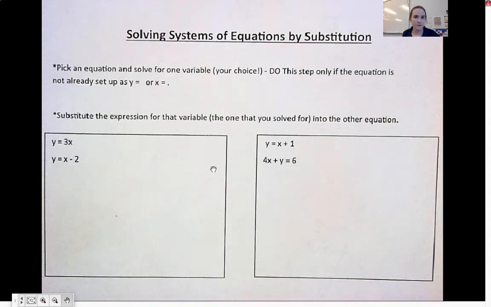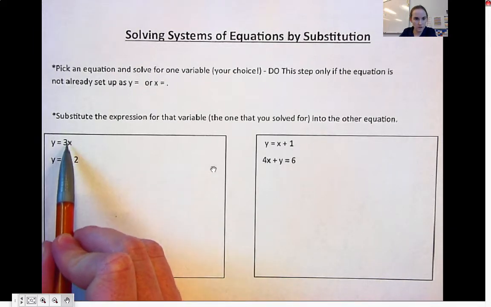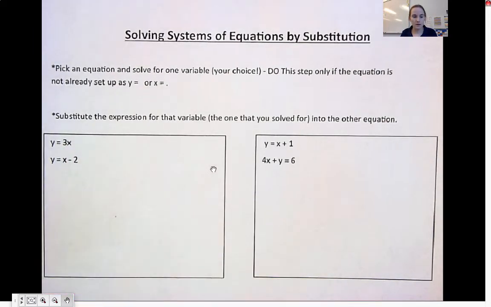In this video, we're going to talk about solving systems of equations by substitution. One thing that you'll need to do is make sure that, of the expressions you're given, one of them needs to be solved for a variable. You can solve for x or you can solve for y. It doesn't matter, but one of them has to be already solved, or you need to put it in the form y equals or x equals.